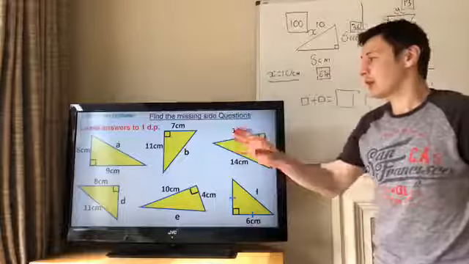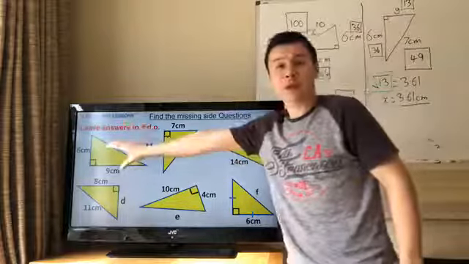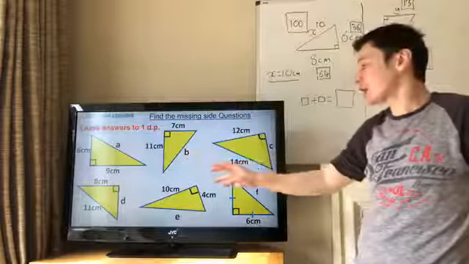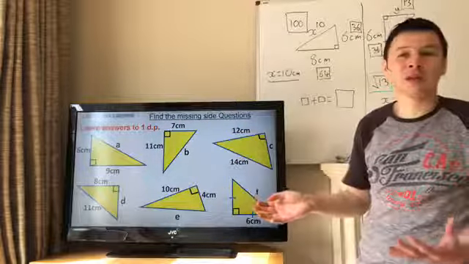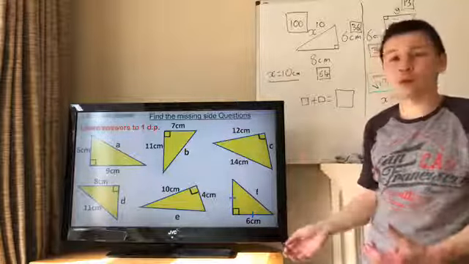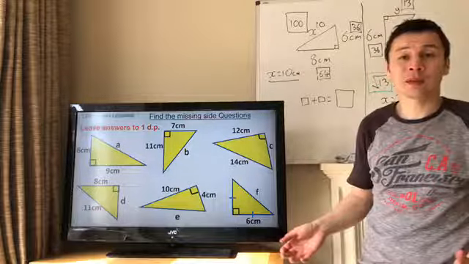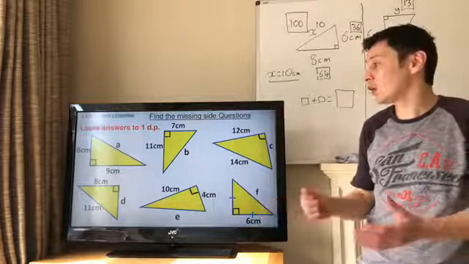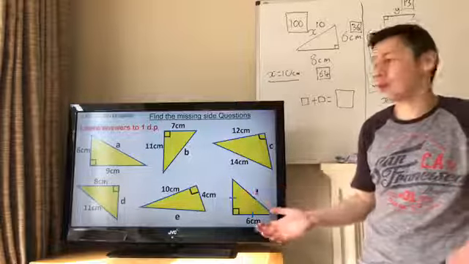Right, I'll just put some step-by-step things for the first one there. The first question, please let me know if that helps or not. Once you've got used to this technique, it's really straightforward. It's just getting it in the first place. And as I said, if you're using a slightly different method, it's fine, as long as you are using Pythagoras, because that's the only way to do it.